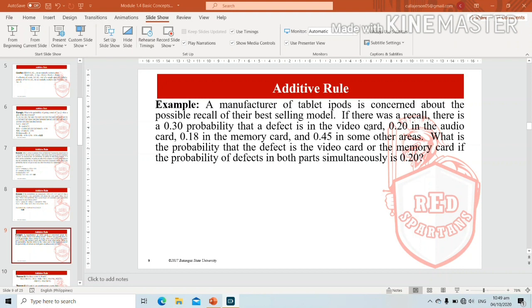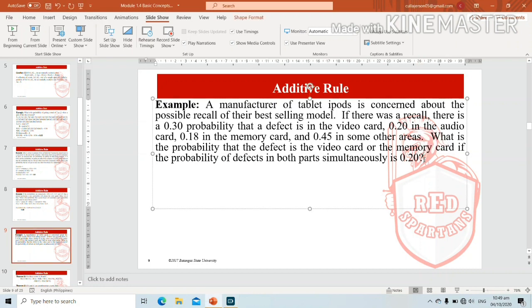So, since kita nyo na problem, marami tayong given, pero hindi naman natin siya lahat gagamitin. Ang titingnan nyo lang ay kung ano yung hinahanap dun sa problem. So, sabi dito, what is the probability that defect is in the video card or memory card? Yun lang ating gagamitin, video card and memory card. So, solve natin. Let B for video card and M for memory card.